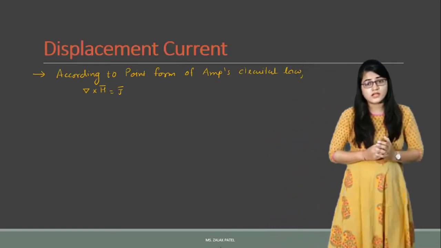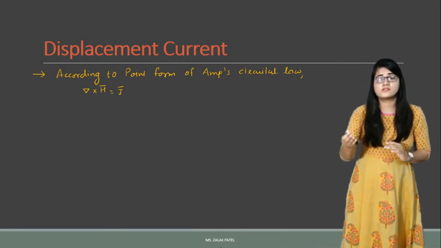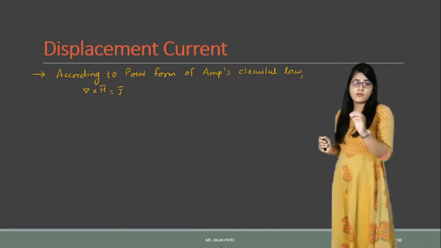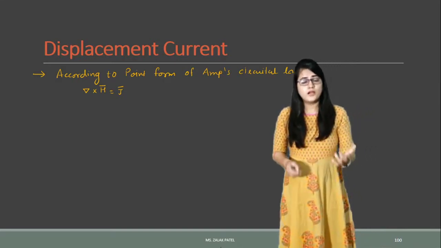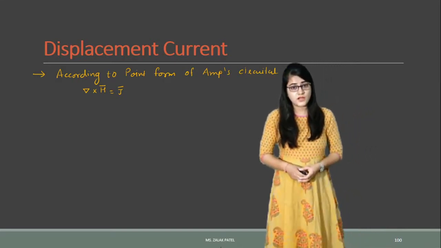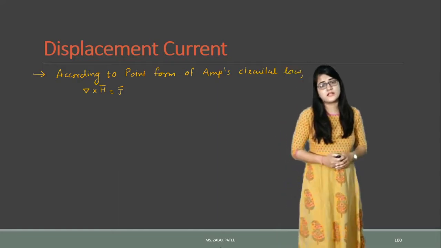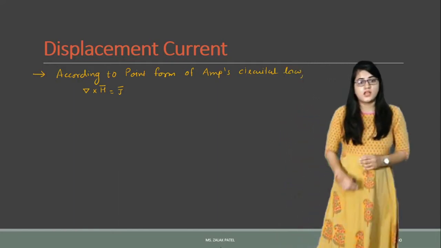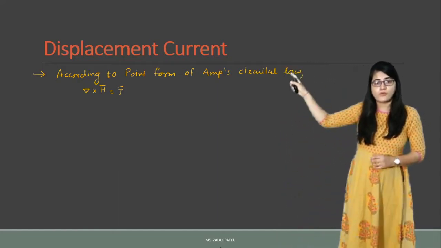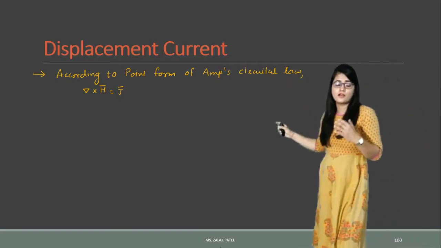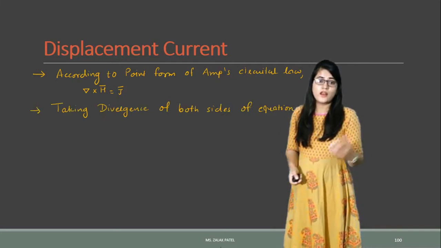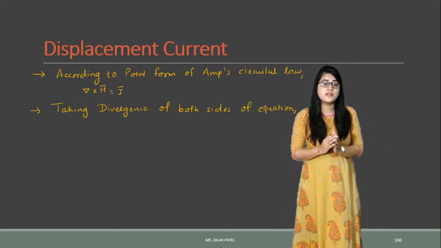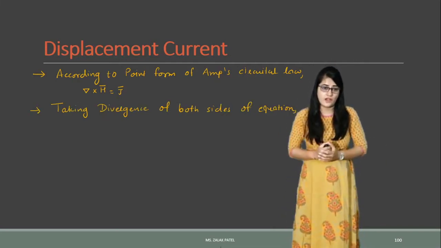Now this displacement current term is a modification of the second Maxwell's equation, that is Ampere's circuital law. According to the static field, the total line integration of magnetic field intensity is equal to the total current. So according to that, the point form equation that we have got is del cross H equal to J. Okay. Now we have to make the relationship in the time varying field.